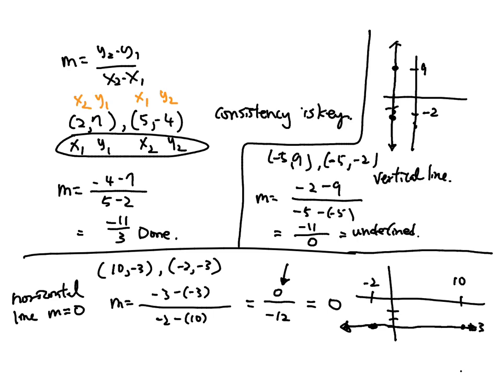Okay, and this is the reason why with a vertical line, you end up getting slope with a 0 on the bottom, and therefore it is undefined. Okay, slope of a vertical line is undefined. Slope of the horizontal line is equal to 0. Alright? So this is how I actually remember it.